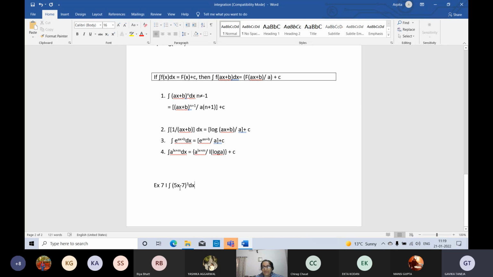All I have to do is 5x minus 7 raised to the power 4, right? Do you agree? If I do this, can I do this? Yes or no? Can I do it like this?